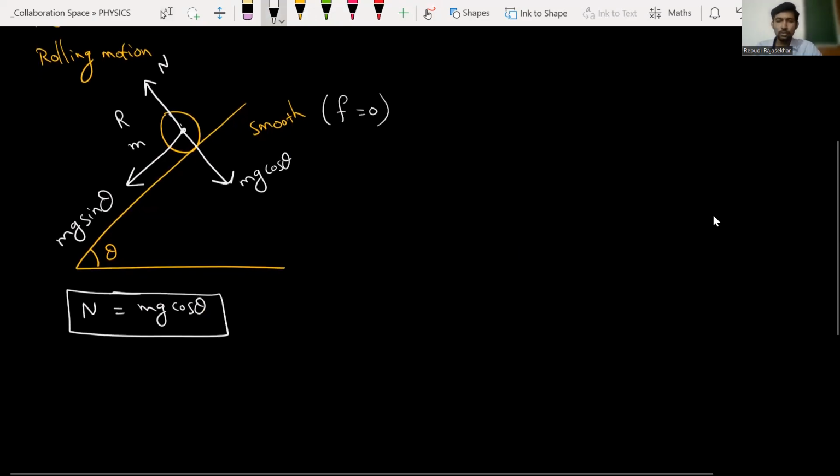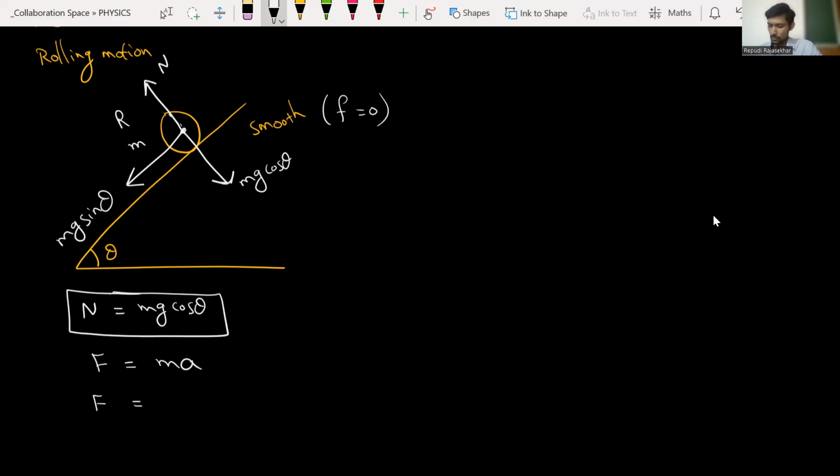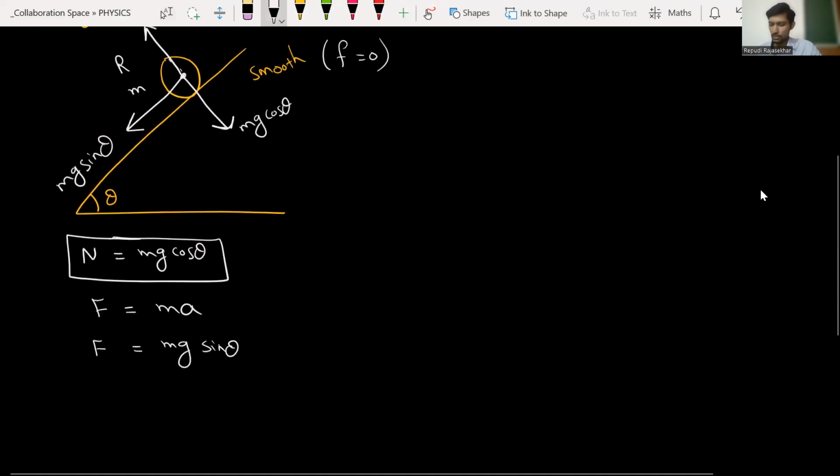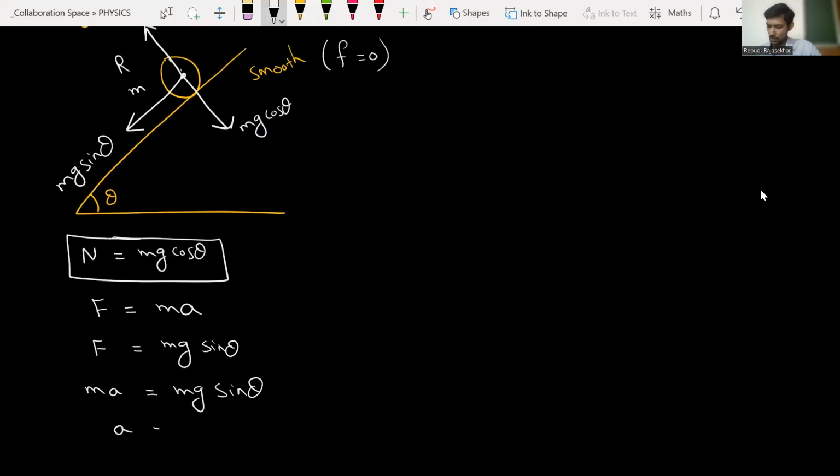Now, if you analyze along the inclined plane, how many forces are acting? Only one force is acting, that is mg sin theta. According to Newton's equation, F equals ma. The force acting on the object is the gravitational component, mg sin theta. Equating these two, ma equals mg sin theta. That implies a equals g sin theta.